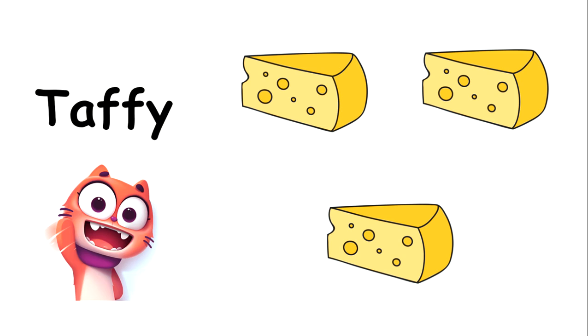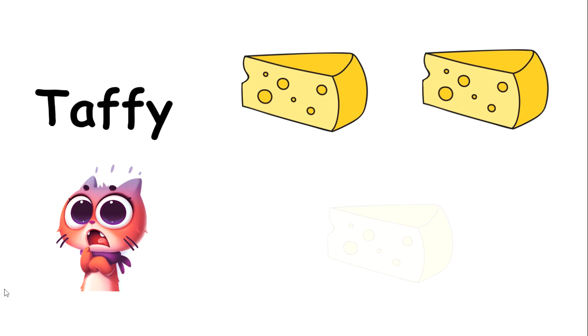Great job. But I think I'm a little bit hungry for cheese. So I'm going to take away 1 of the blocks of cheese from Taffy. Look at Taffy's face. She's like, oh my word, who took my cheese? So I took away 1 cheese from Taffy. How many pieces of cheese does Taffy have left? She has 2. We took away 1 and now she has 2 left. Or we can say she has 2 remaining.